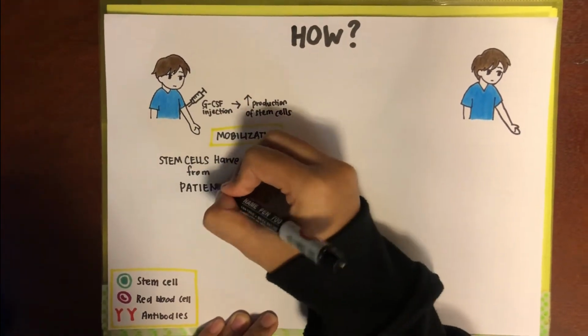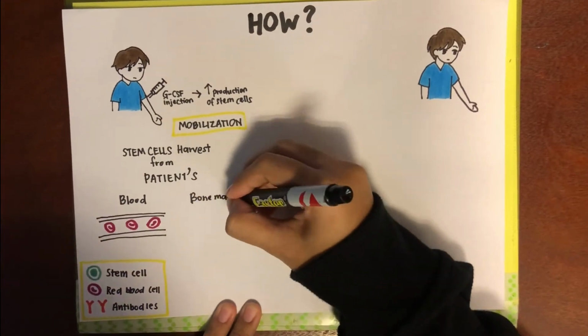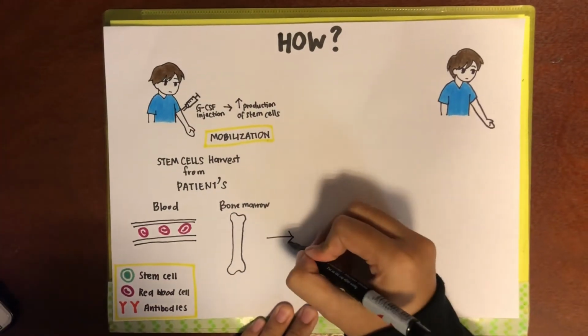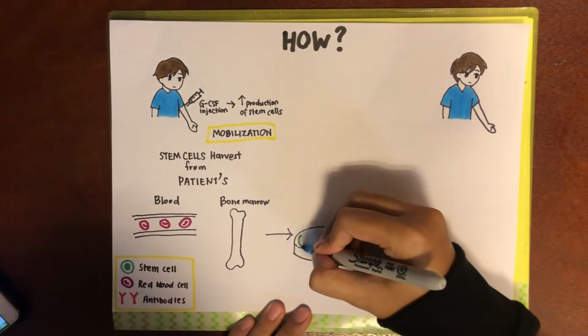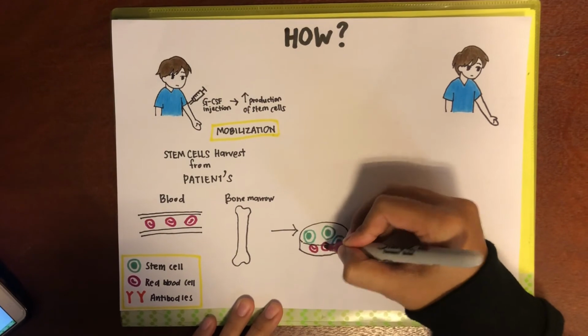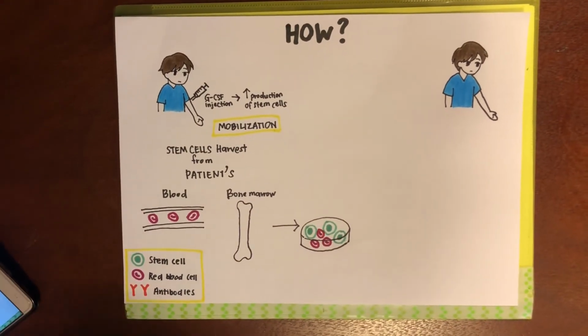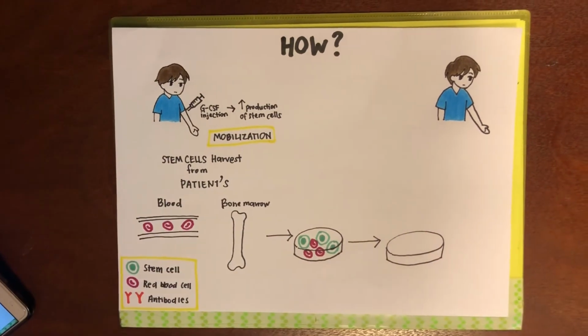The stem cells are harvested from the blood or the bone marrow of a patient. There is a possibility of collecting other cells together with the stem cells. So, in order to remove unwanted cells, the sample is incubated with antibodies that bind to stem cells, which will then be selected.